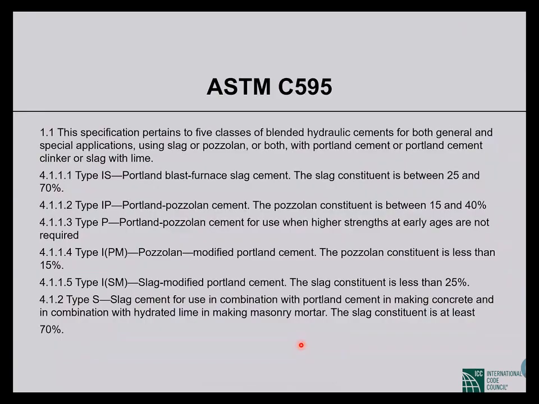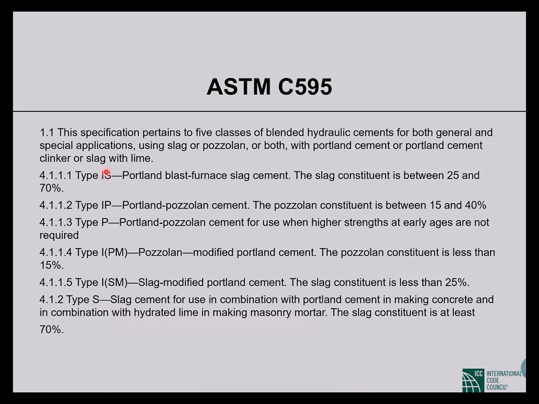And ASTM C595 is related to blended hydraulic cement, which you can compare with CEM II according to the EN standard. And in blended hydraulic cement, they have different types. In EN standard, you have CEM II/A, CEM II/B, and CEM III, many, depending on the additive, CEM II/A-S, CEM II/B-S, CEM II/A-L, CEM II/B-L, CEM II/A-M, CEM II/B-M, etc.